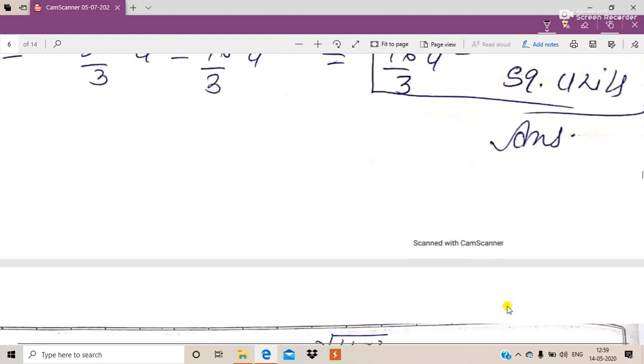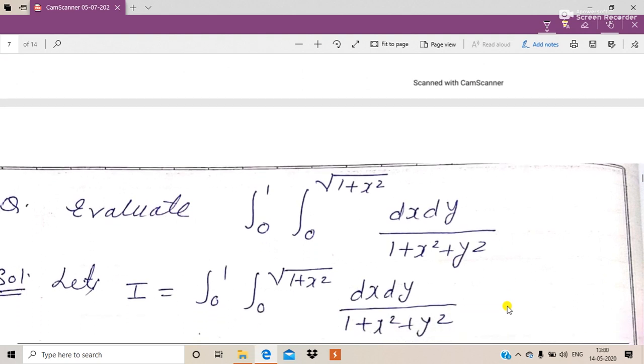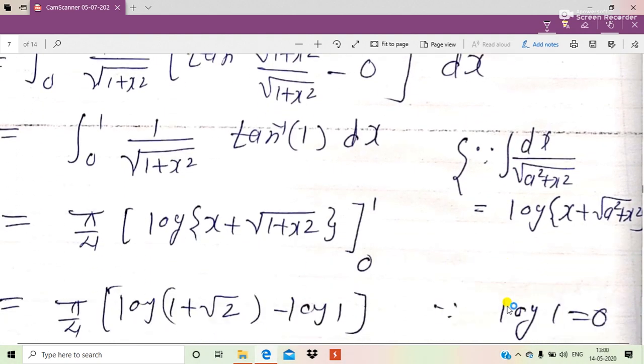So this is not the question of area, so we are skipping this.